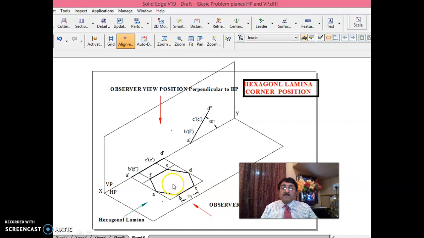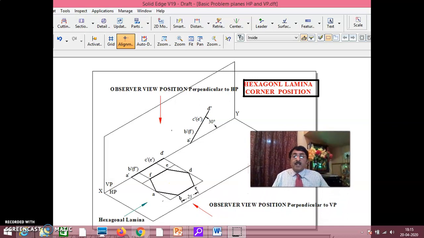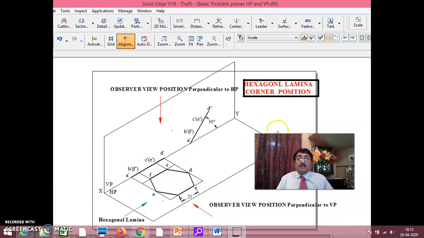Now here, for hexagonal lamina, if they say corner on HP, the previous position you can't use. You have to change the position itself, and that position I'm just explaining now. Please follow here. Now see here, XY line.